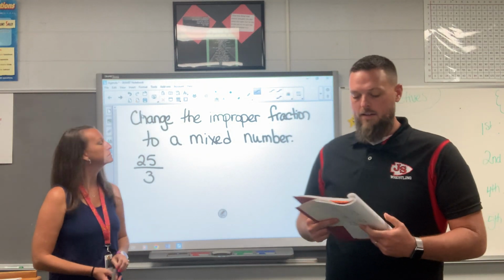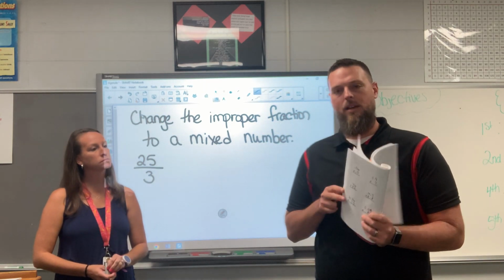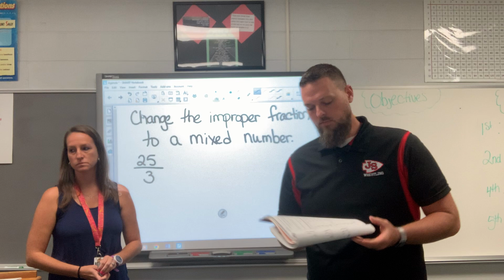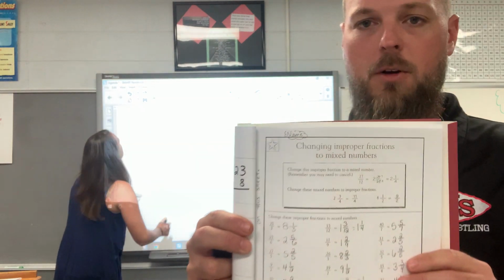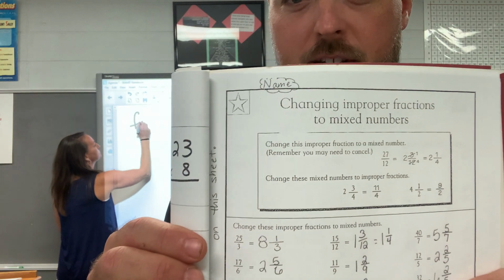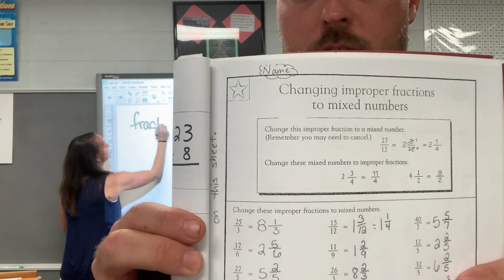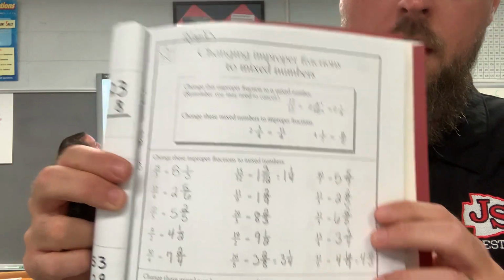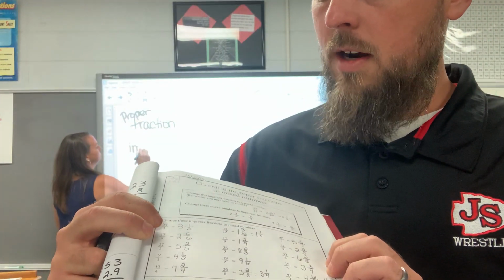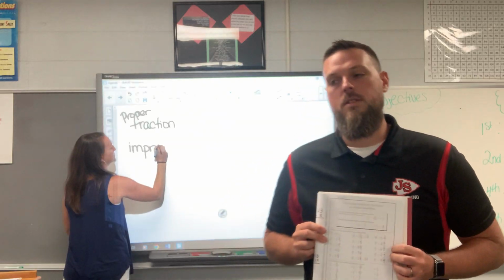Where we're going to be at today in your folder is 19 pages from the front. So if you flip through about 19 pages, you should see, I'm going to come close to the camera here, changing improper fractions to mixed numbers. You should see a bunch of problems on there. So the first box there is going from improper to a mixed number.